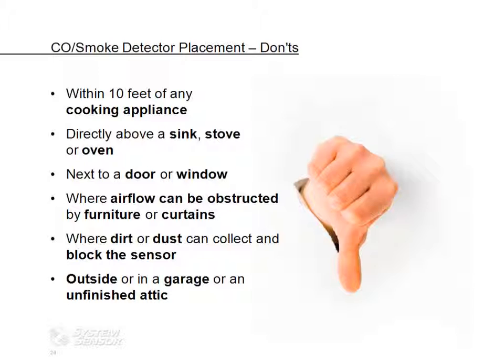The don'ts for placing a CO or CO smoke detector are: don't put it within 10 feet of any cooking appliance, sink, stove, or oven. You don't want to have it next to a door or window where there's extra airflow and could potentially skew the readings of the environment. Or you don't want to have it where airflow is obstructed. So tucking a detector behind a couch or curtain, things like that, where it does not have access to the ambient air conditions within a room, will prevent you from getting an accurate reading of what's going on there. And as always, consider dirt or dust as it may block the sensor and cause other issues.